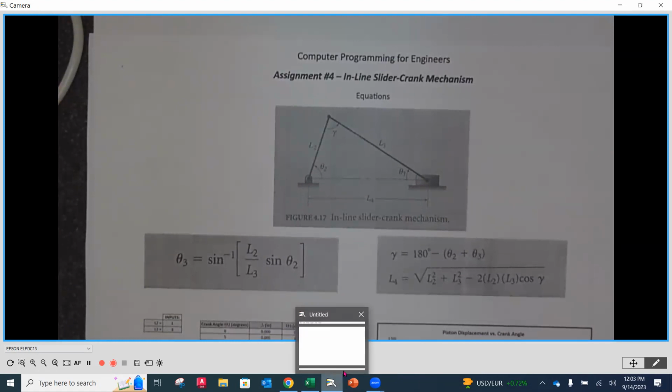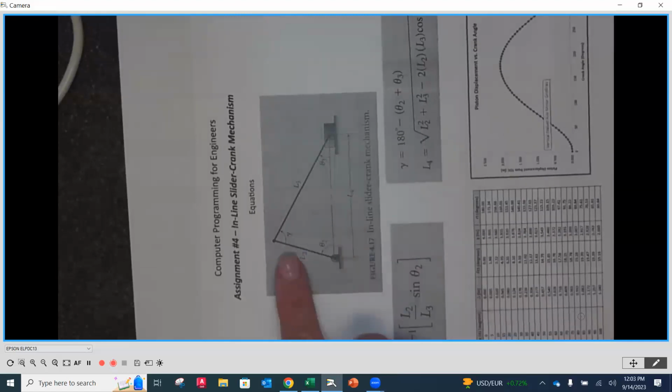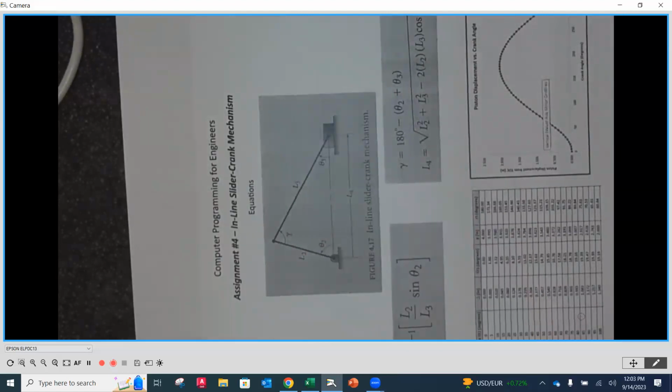The first handout is really a problem from our kinematics class. This is an inline slider crank mechanism. It's a standard 4-bar mechanism, and it represents, in simplistic form, most often a piston arranged up and down, with a crank, a connecting rod, and then a piston. So this is a crank slider mechanism. It's not the only place something like this can occur, but it's a very typical application of this arrangement.